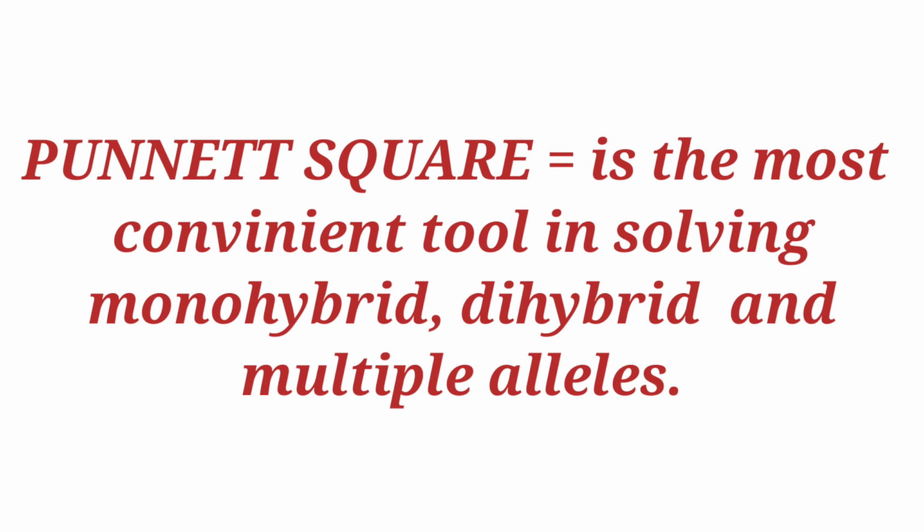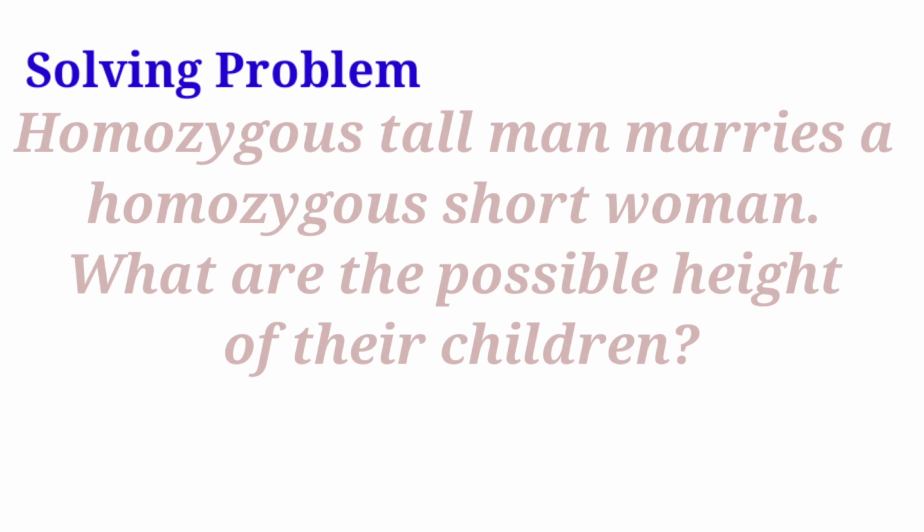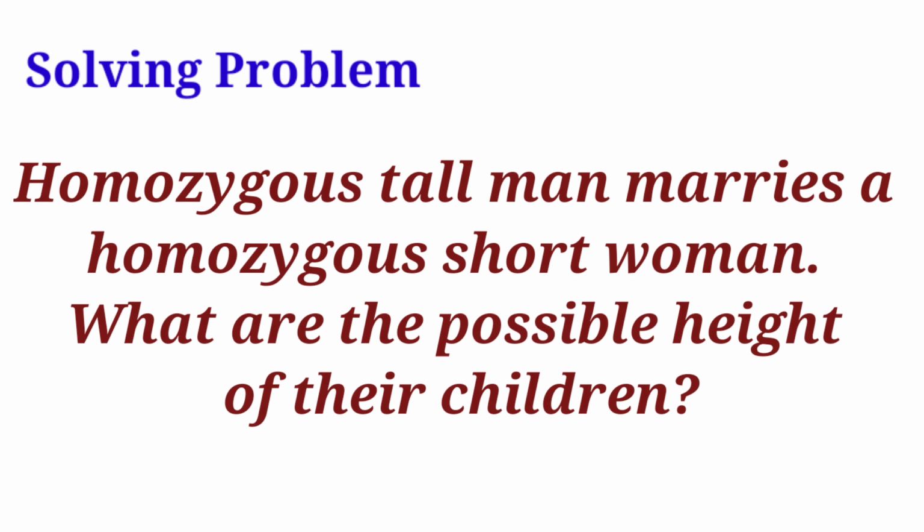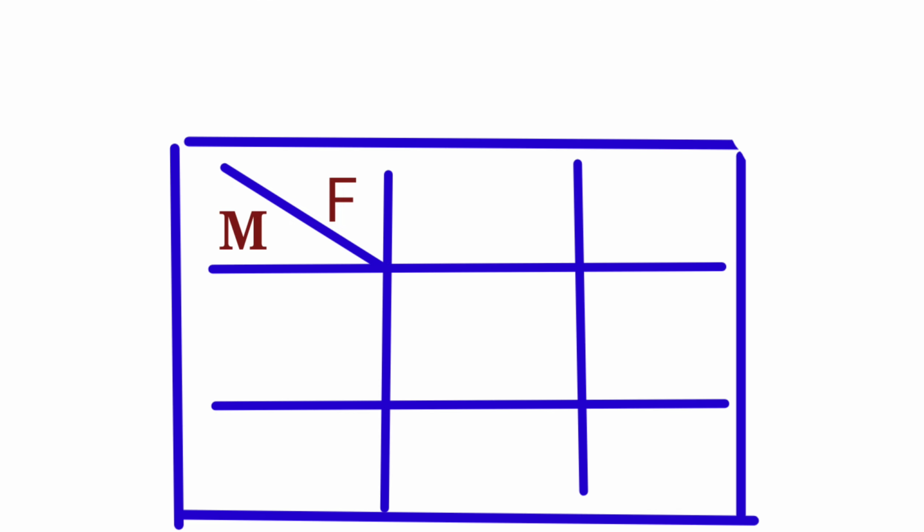Okay, now the Punnett Square is the most convenient tool in solving monohybrid cross, dihybrid cross, and multiple alleles. Okay, so we will be having a solving problem. Now, the homozygous tall man marries a homozygous short woman. What are the possible heights of their children? Okay, so let us start solving.